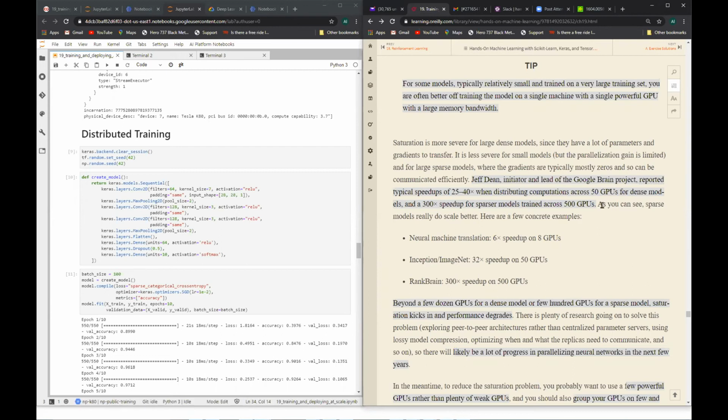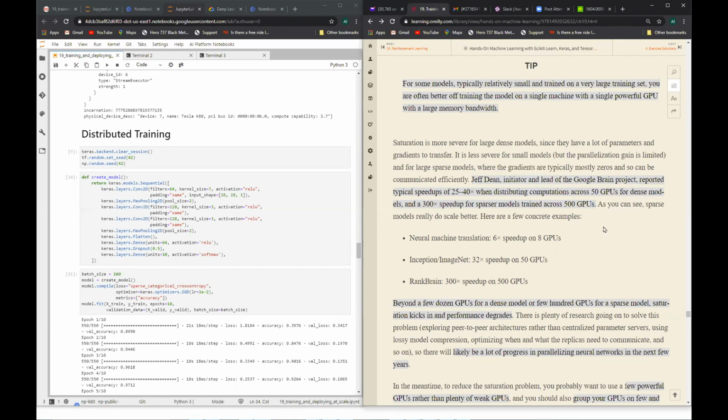That means that you can get, let's say, 50% up to 80% of the GPU put to the problem, right? That's for dense models, and for sparser models, you can get 300 times speedup using 500 GPUs. That will be about 60% of the capacity of the GPUs, right? But it is not saying here that when you try more GPUs, you stop getting improvements for dense models.